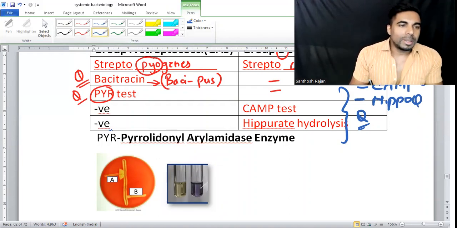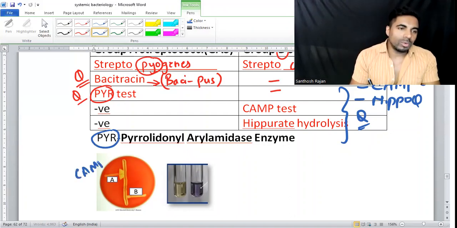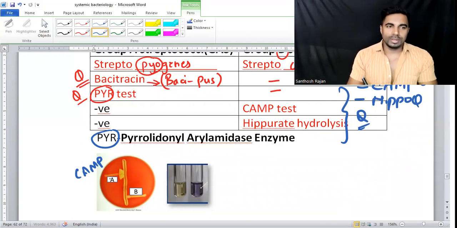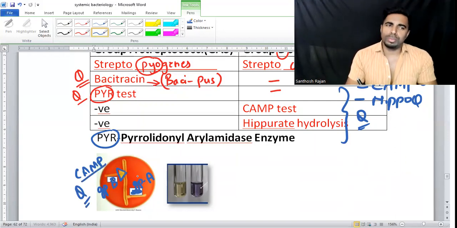So that's it. PYR is nothing but the pyrrolidonyl test. Now this is a CAMP test. What you do is put a Staphylococcus aureus streak in the center. Then you put your colonies to identify, group A or group B. Group A is negative. If it is positive, you'll get an arrow shape like this. Group B is positive, so the organism is Streptococcus agalactiae, group B. That's it.